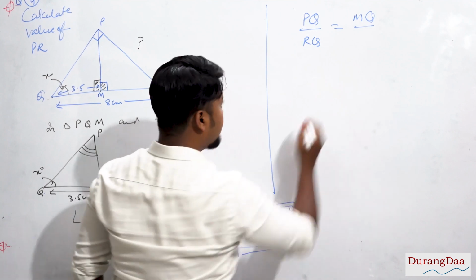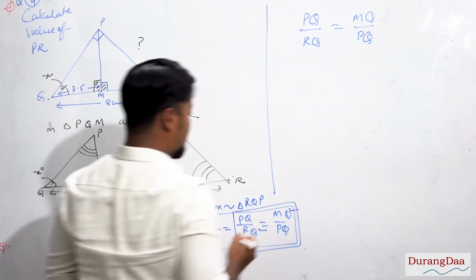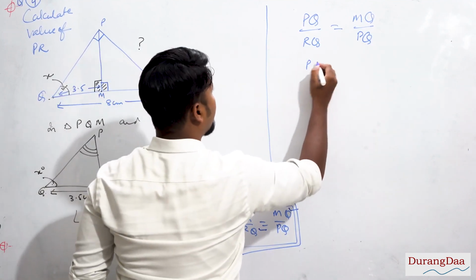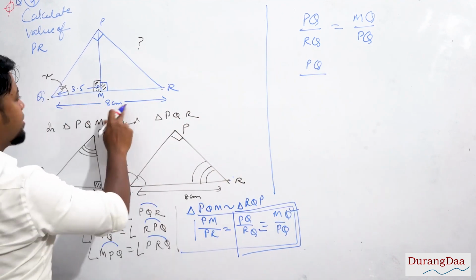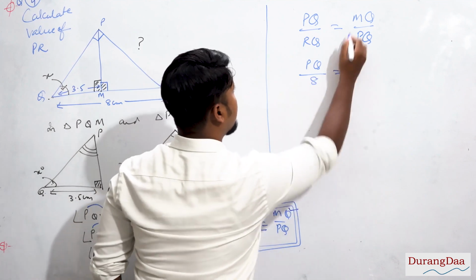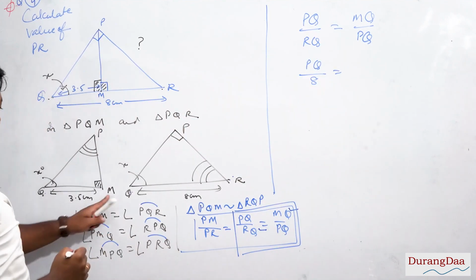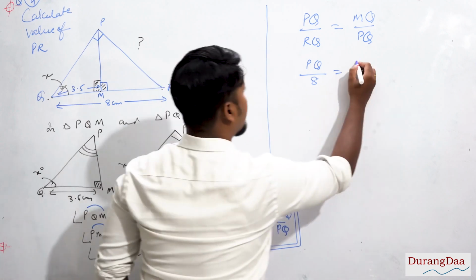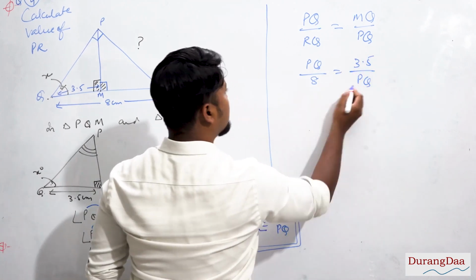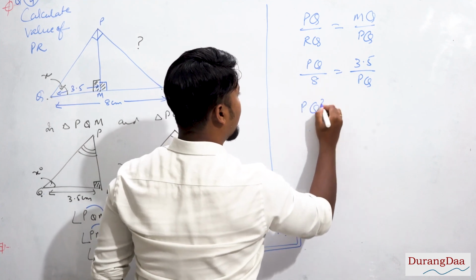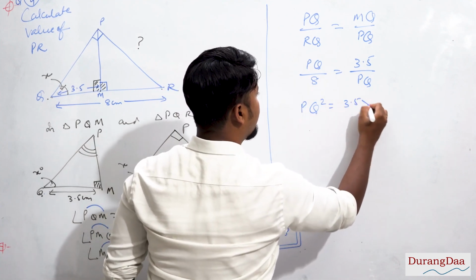MQ by PQ. Now put the values. PQ we are not knowing, but the value of RQ is 8 centimeters, right here 8. The value of MQ is 3.5 centimeters, and PQ is here. So cross multiplication, PQ square would be equal to 3.5 into 8.